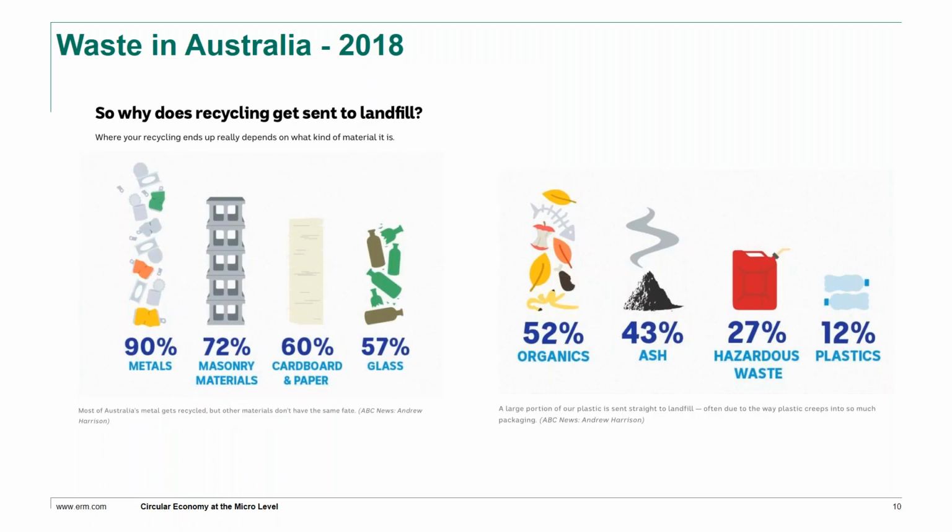So what is the waste situation in Australia? In 2018, the ABC produced a report on Australia's waste. The graphic on the left shows the percent of materials that are recycled in Australia, and the graphic on the right shows the percent of materials that end up in landfill. In Australia, it is mainly state governments working together with business to implement strategies to move towards a circular economy.